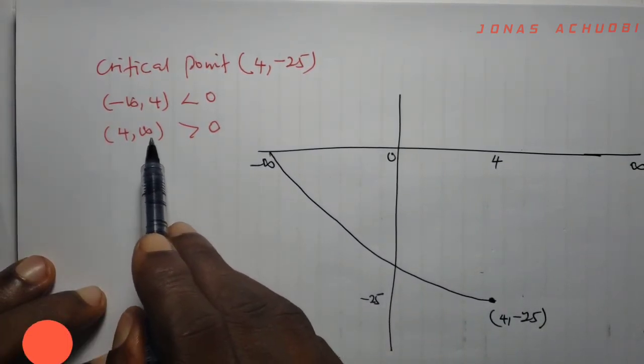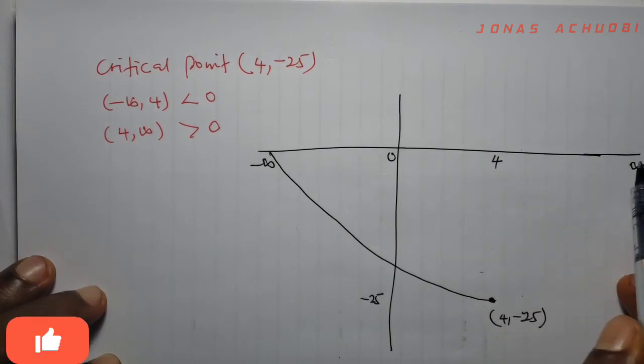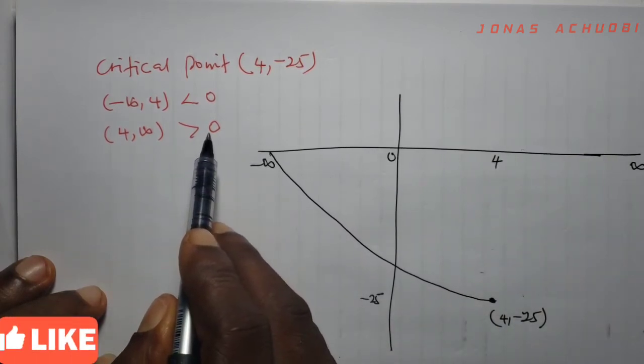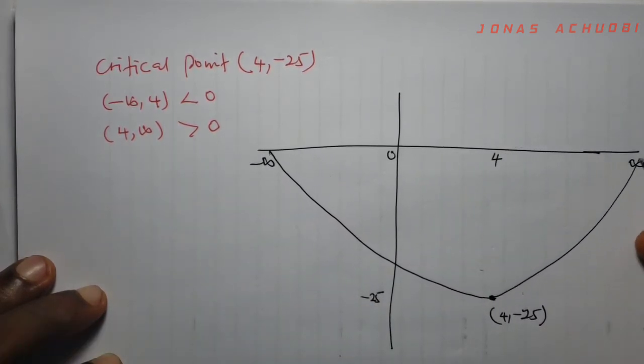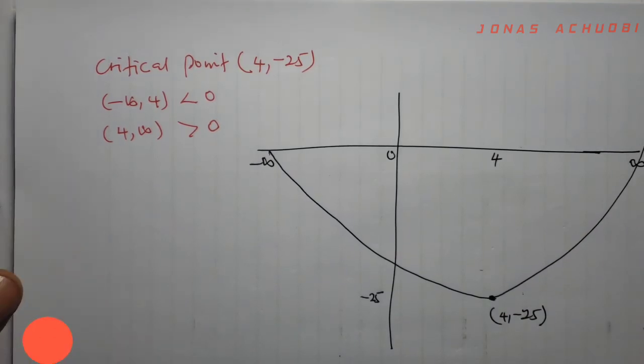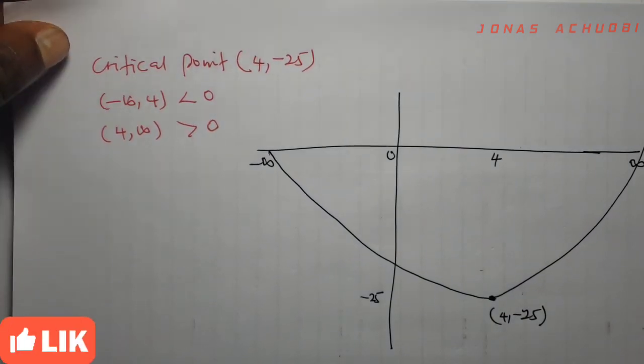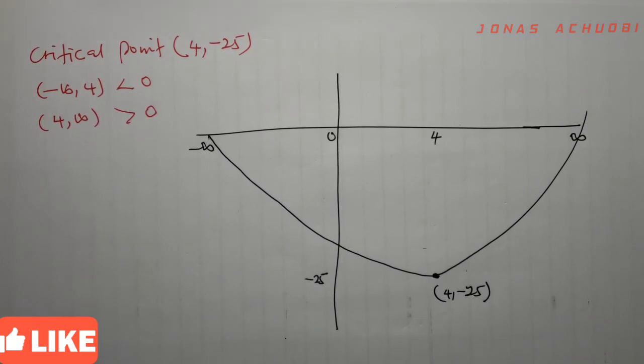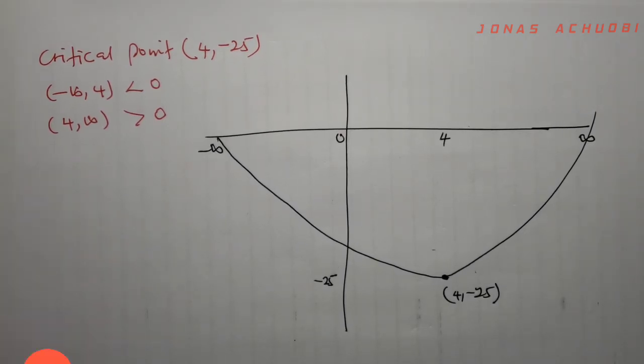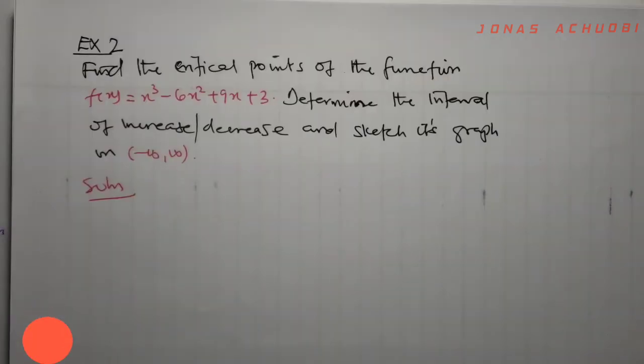And between 4 and infinity, the interval is an increasing interval. That means the graph goes this way. So that is just a sketch of the graph of the function in question. We now take the second example.